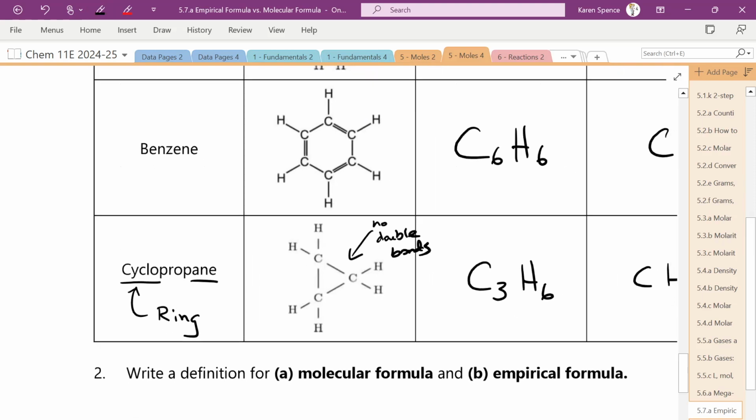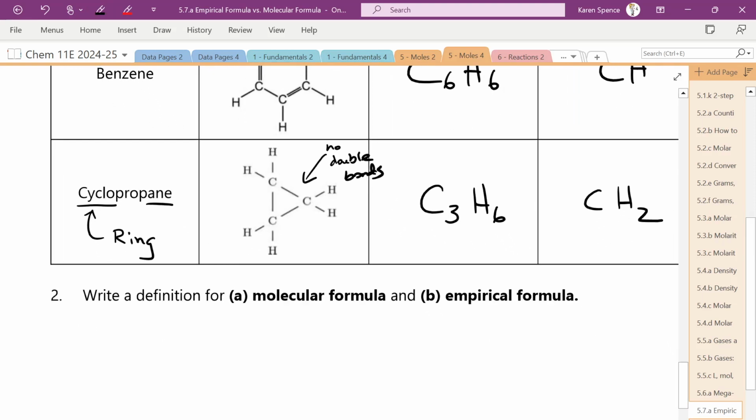Okay, so if you had to define molecular formula and empirical formula, describe to your partner how you would define that. Edward, would you like a partner to talk to? You're good? Okay, just checking.